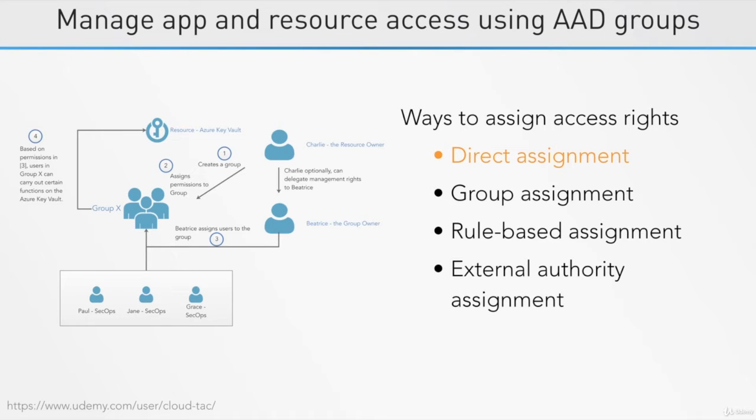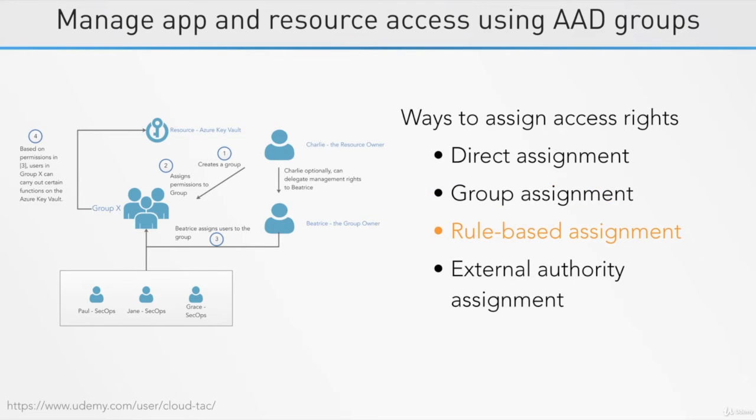With direct assignment, the resource owner directly assigns the user to the resource, bypassing the group concept. With group assignment, the resource owner assigns an Azure Active Directory group to the resource, which automatically gives all of the group members access to the resource. Group membership is managed by both the group owner and the resource owner, letting either owner add or remove members from the group.